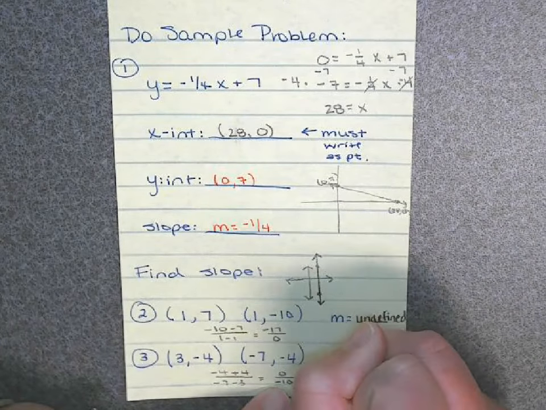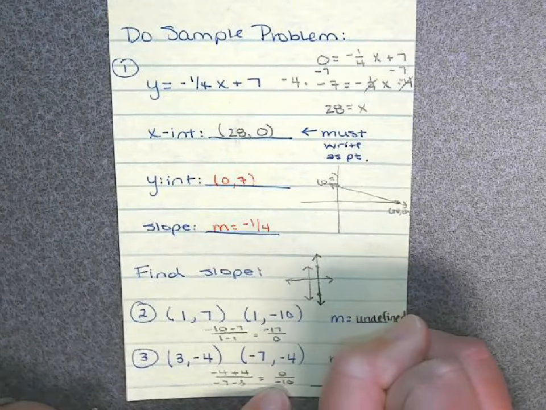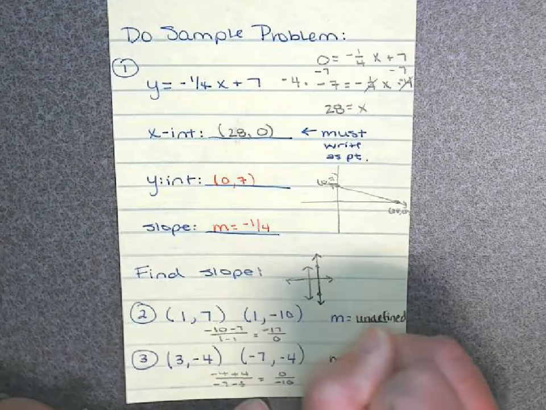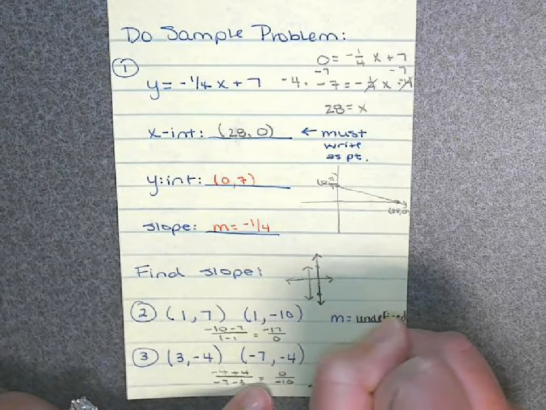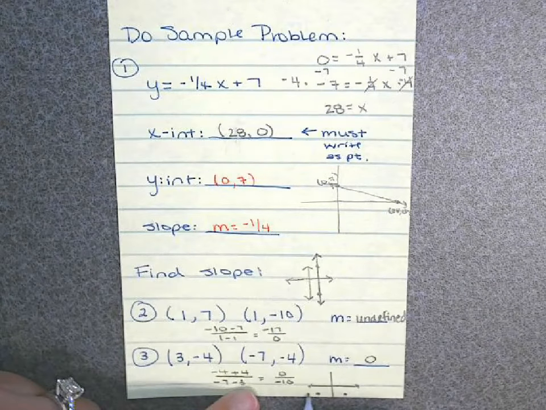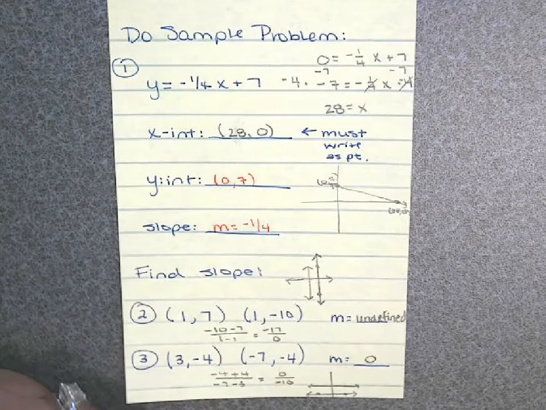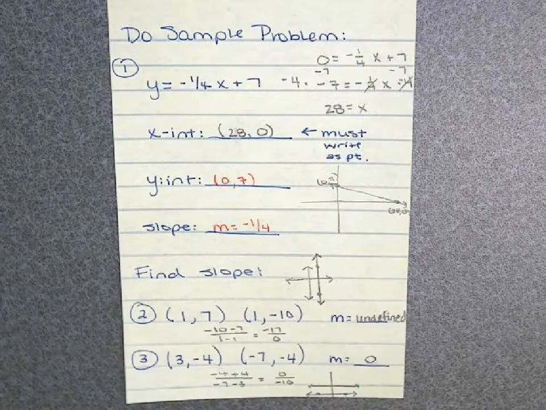Again, we can sketch this. And 3 is at negative 4. And negative 7 is at negative 4. So you have this horizontal line. How fun's your ski trip with a horizontal slope? 0 fun. M is 0.